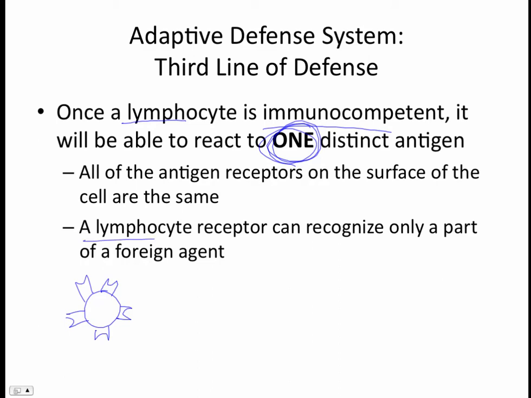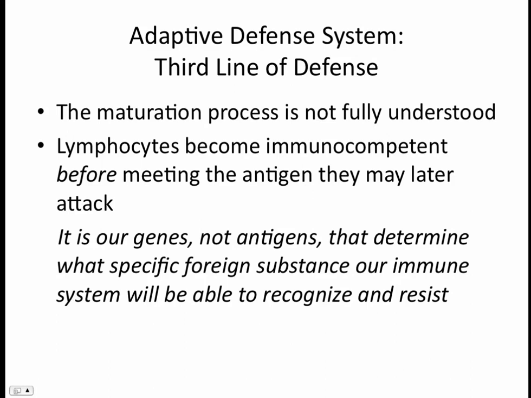And also as a reminder, the lymphocyte can only recognize a part of a foreign agent. So once more, it's dealing with this surface protein marker and not something like the flagella or this other antigen. Okay, so once again, also very important, and this is all written because I just want to highlight these key concepts: it's our genes and not the antigens that determine what specific foreign substance our immune system will be able to recognize and resist. And it all deals with what our ancestors, our parents, and generations before us expressed.